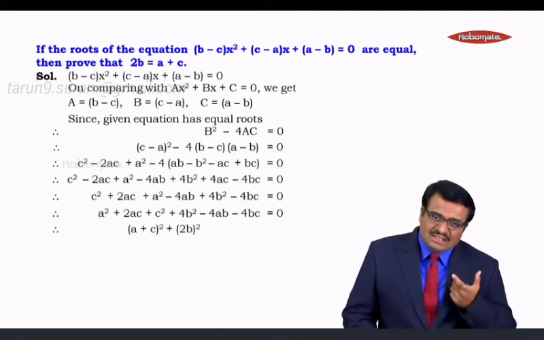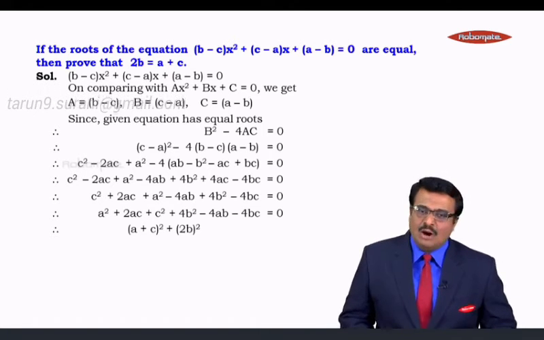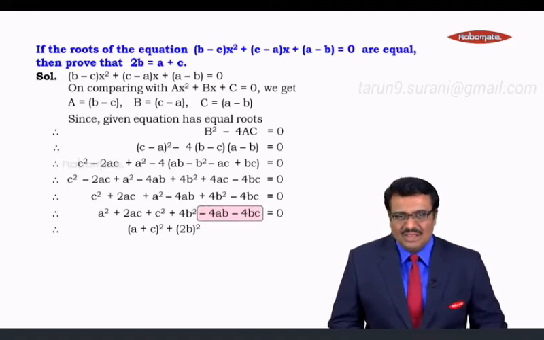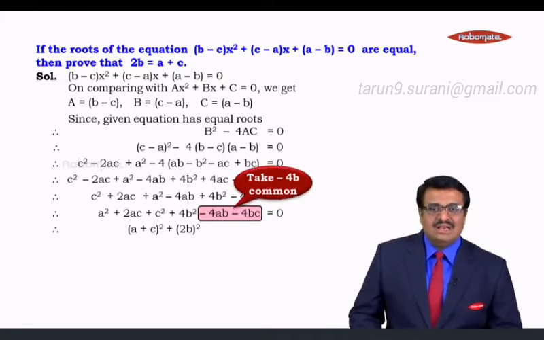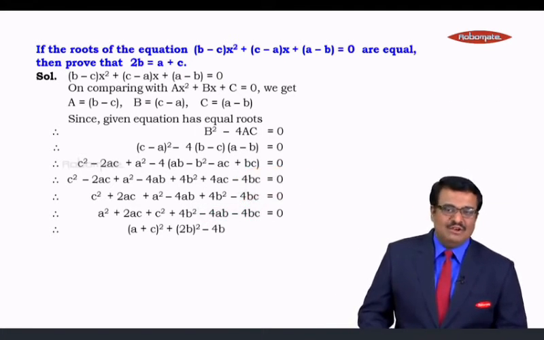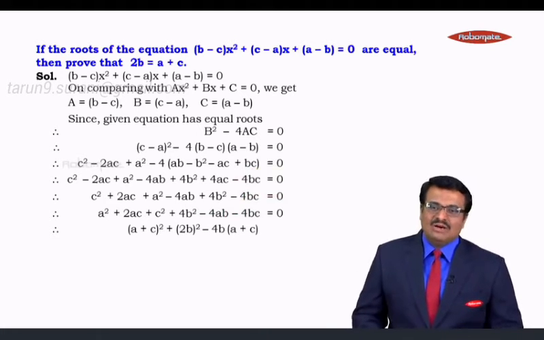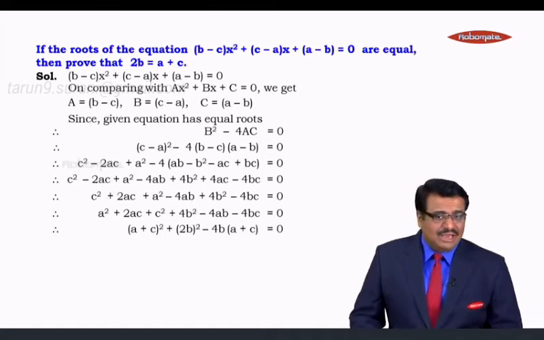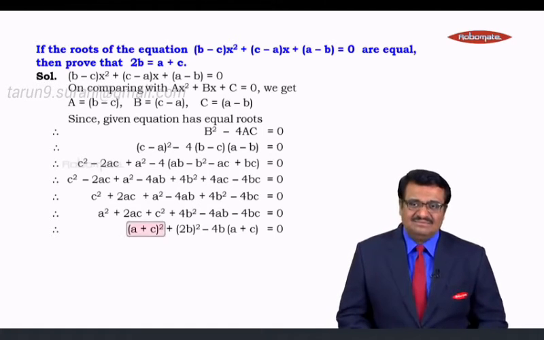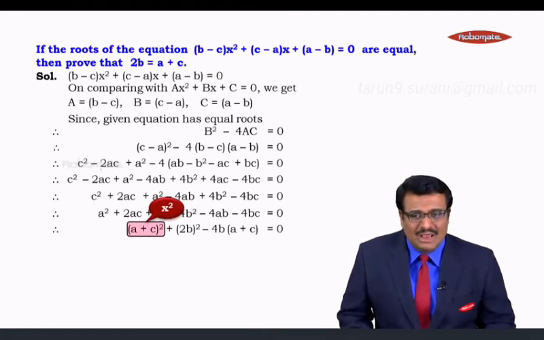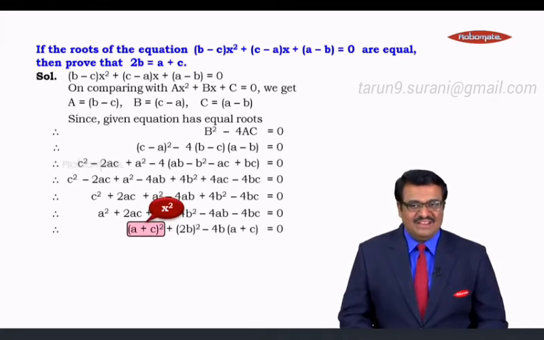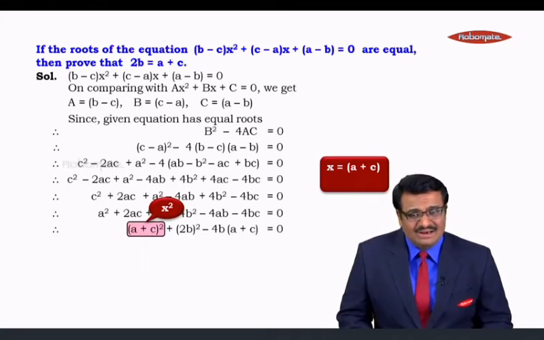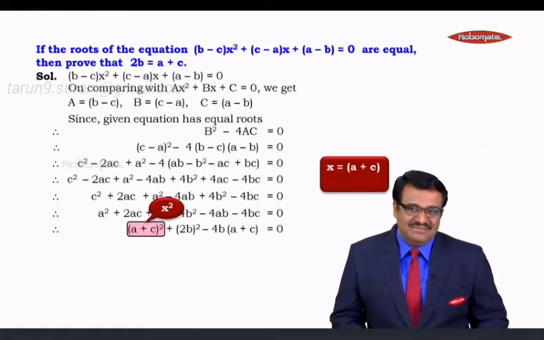Now, the last two terms are remaining. What can be taken common out of the last two? Okay, let us take out common from the last two terms. Take minus 4b common, and when you take out minus 4b common, what stays inside the bracket is a plus c is equal to 0. Now, if you carefully look at this line, a plus c the whole square looks like x square, and x is nothing but a plus c, right?